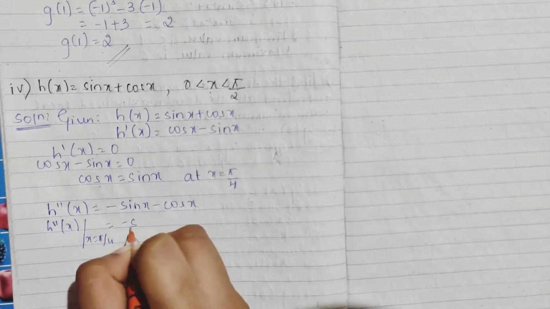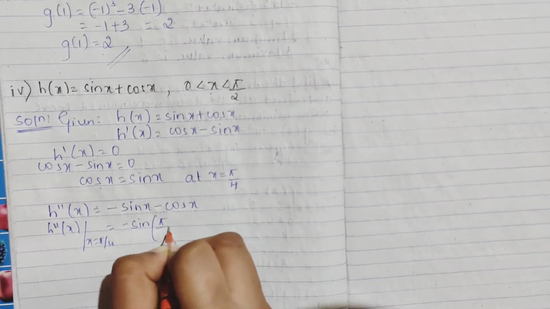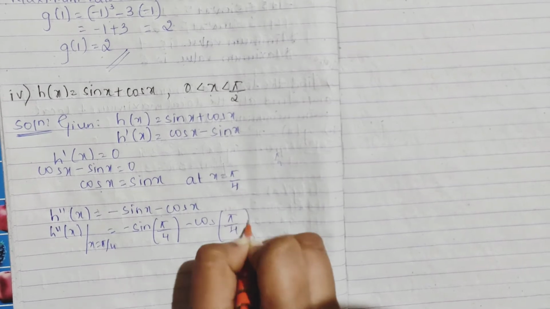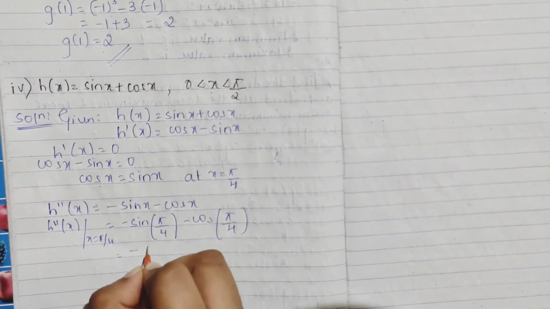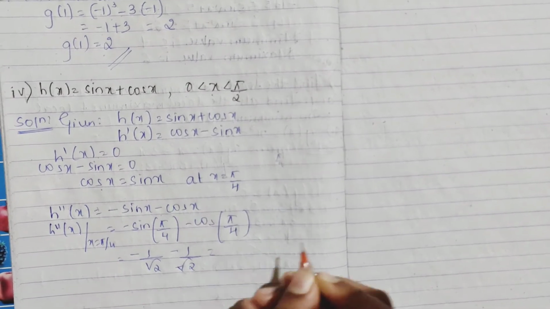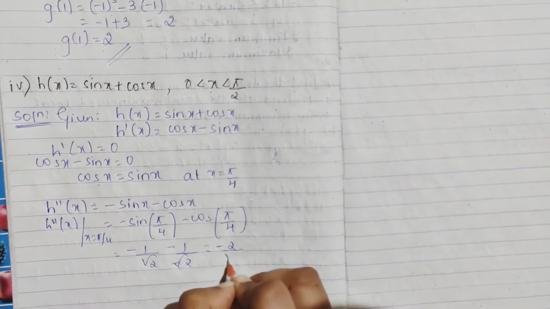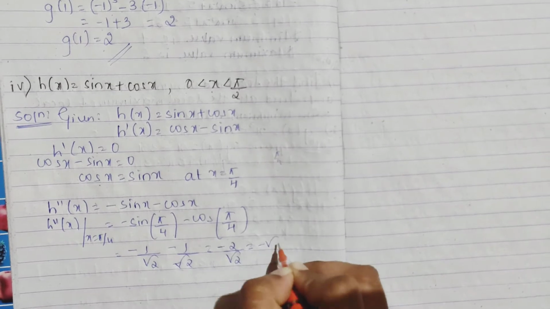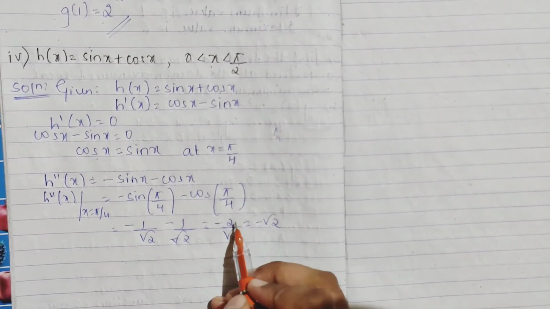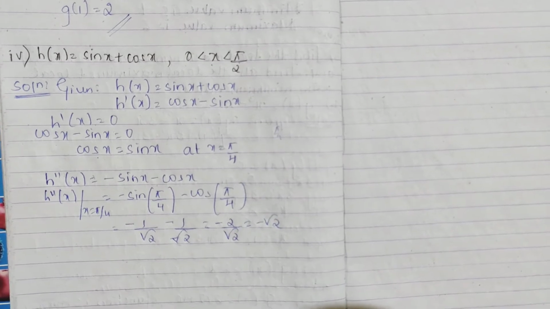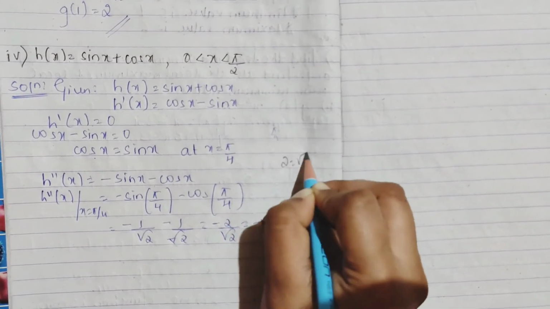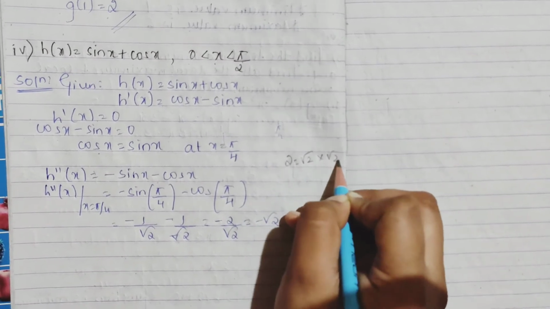So h double dash of x at x equal to pi by 4. You are getting minus sin pi by 4 minus cos pi by 4. So sin pi by 4 is 1 by root 2, so minus 1 by root 2 minus 1 by root 2. At the end you are getting minus 2 by root 2, which means minus root 2, right? The answer is minus root 2. Minus root 2, how? 2 can be written as root 2 into root 2, right?